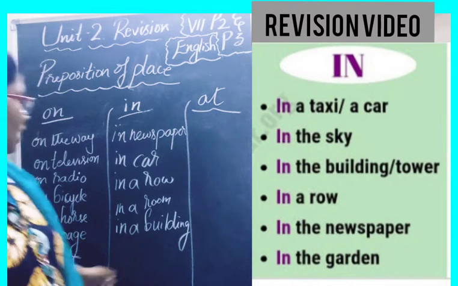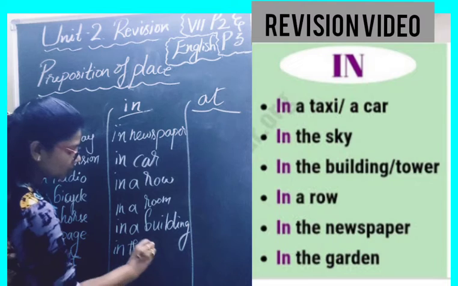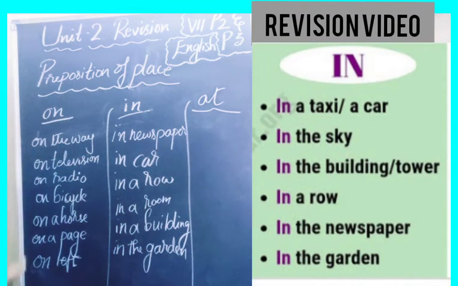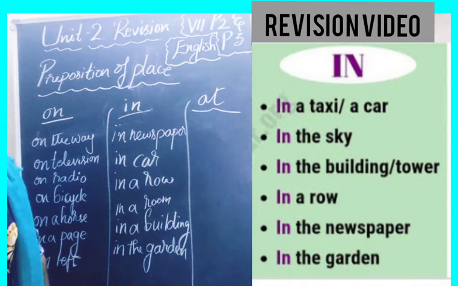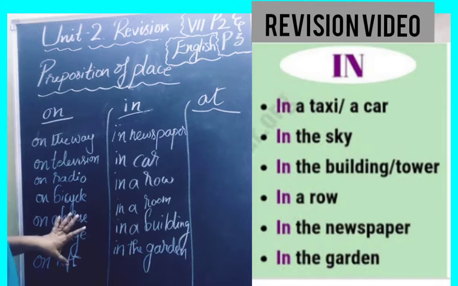And in the garden: the kid is playing in the garden, not on the garden. Absolutely wrong. In the garden. Okay, these are all about placement. Time we have finished. Now, prepositions of place.